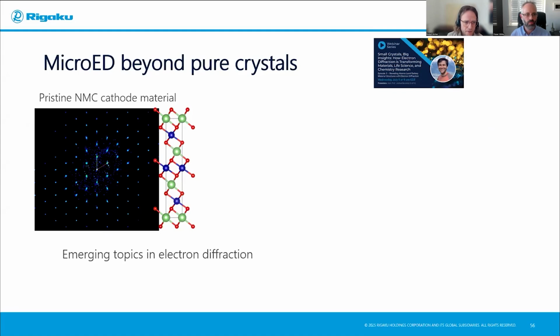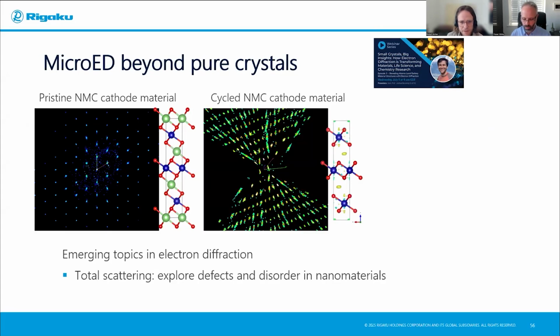And here we see diffraction, total diffraction signal, reciprocal space reconstruction from a pristine material and from a cycled material. And you see that in the crystallographic pipeline, you still get nice lithium atoms here, which are intercalated between the NMC layers. But you see that the diffraction signal deteriorates a lot. And what we're working on quite a bit right now is to understand this total scattering and to understand defects and disorder better from the diffraction signal we're collecting.